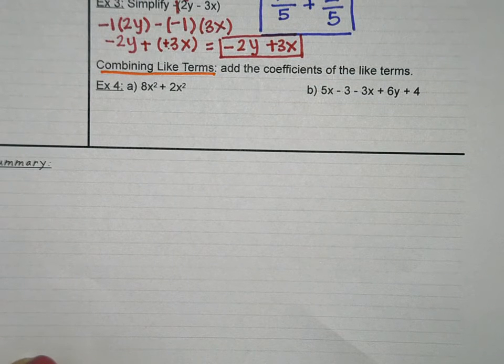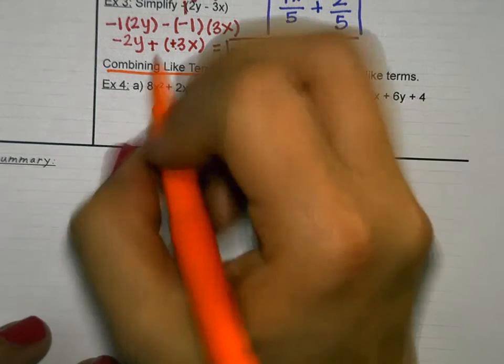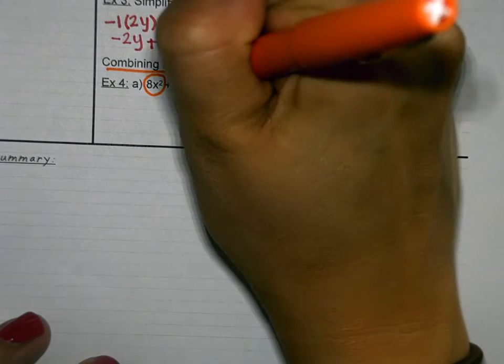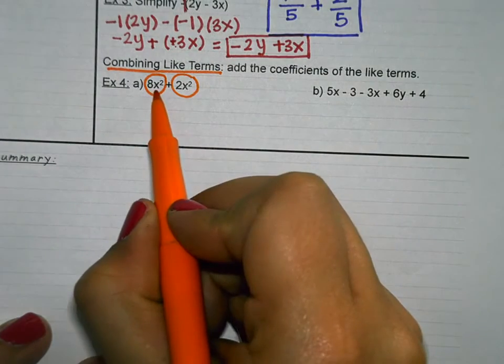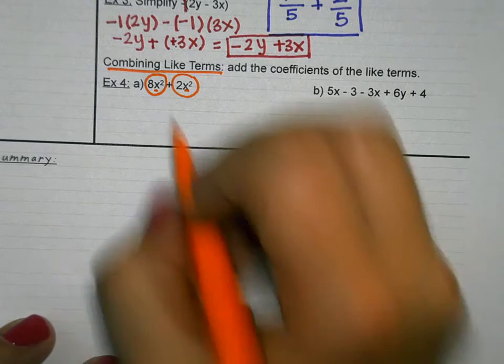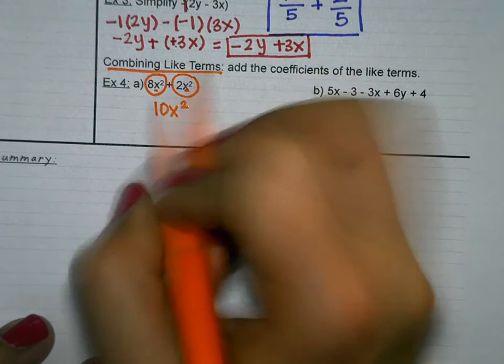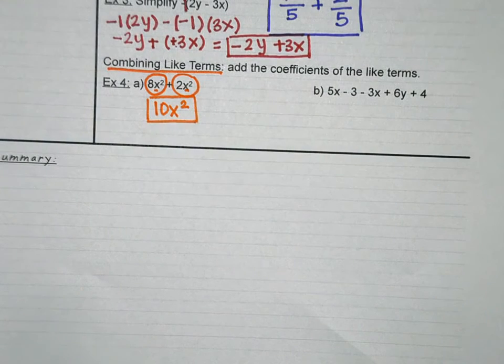What I like to do when I'm combining like terms is put circles, squares, or underline all of the like terms. So right here I have an 8x squared and a positive 2x squared. These are like terms because they both have x squared attached to them. So 8x squared plus 2x squared, I add the 8 and the 2 to get 10x squared. That's as far as I can go with it, so I'm done.